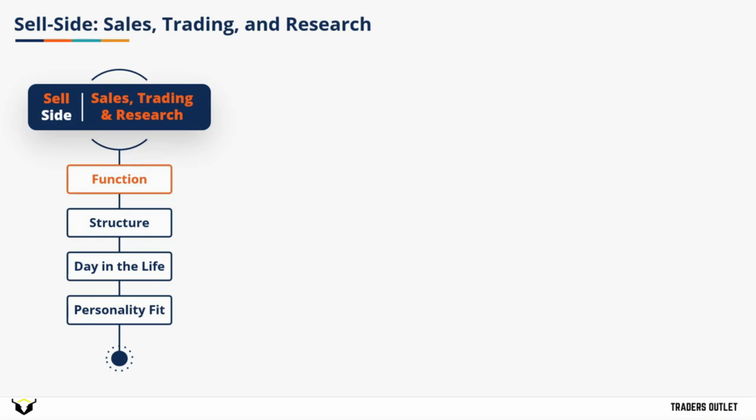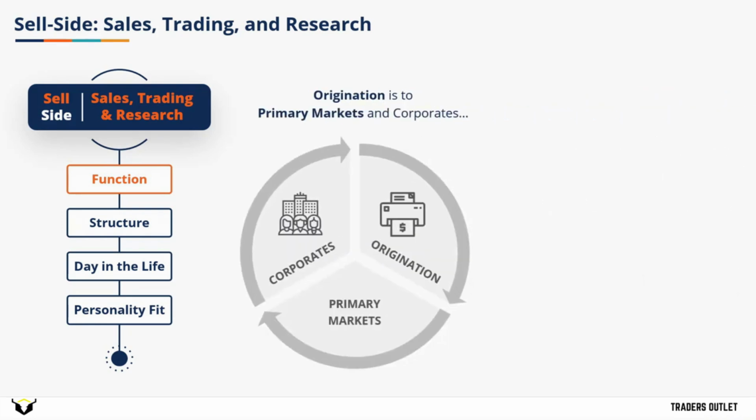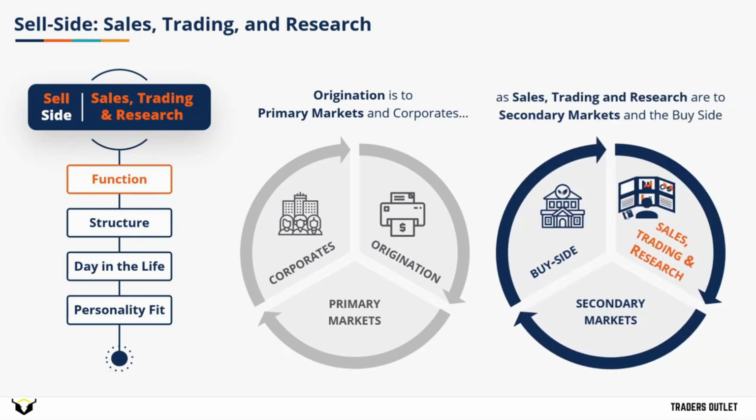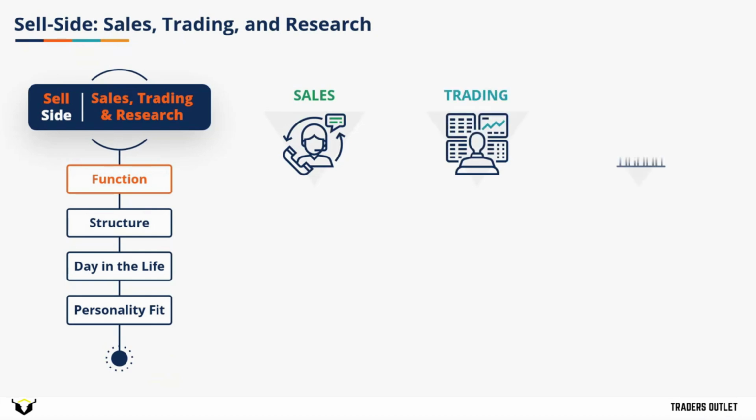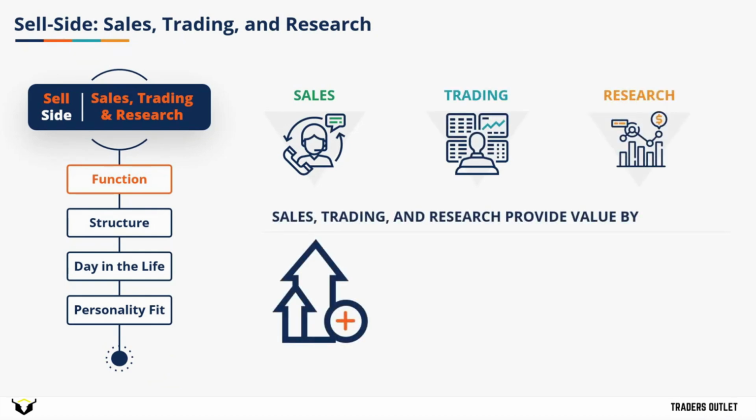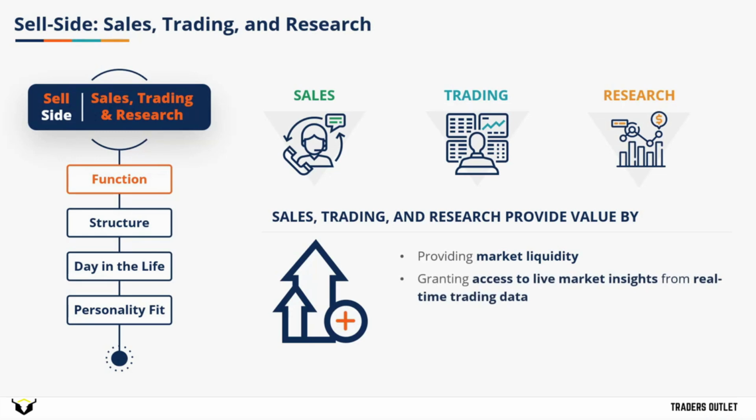To answer, let's start drawing a parallel from our previous chapter on origination. Origination is to primary markets and corporates, as sales, trading, and research are to secondary markets and the buy side. Together, sales, trading, and research offer their clients value by providing liquidity, granting access to live market insights from real-time trading data, as well as by publishing deep data analysis and insights on a regular basis.